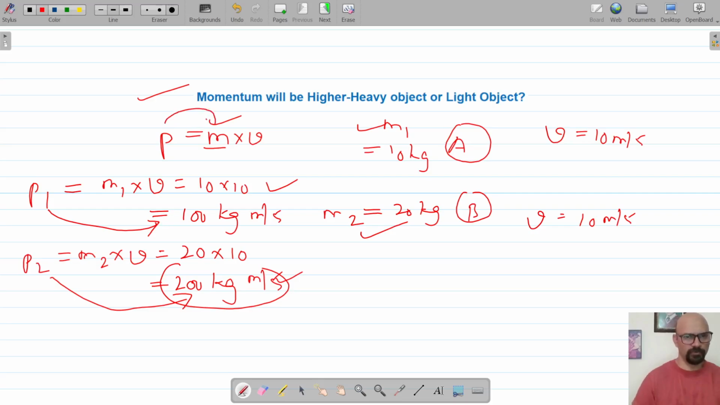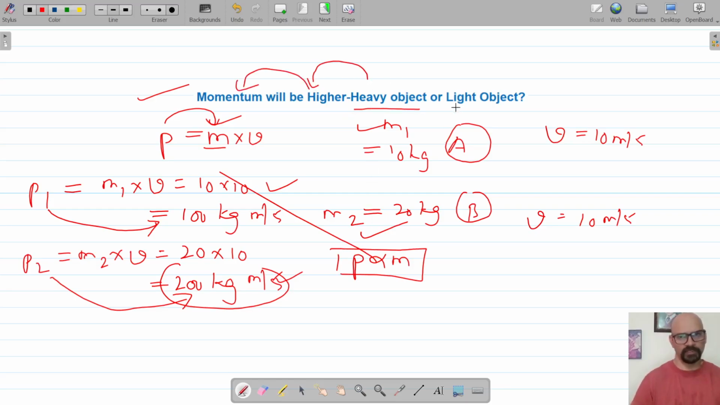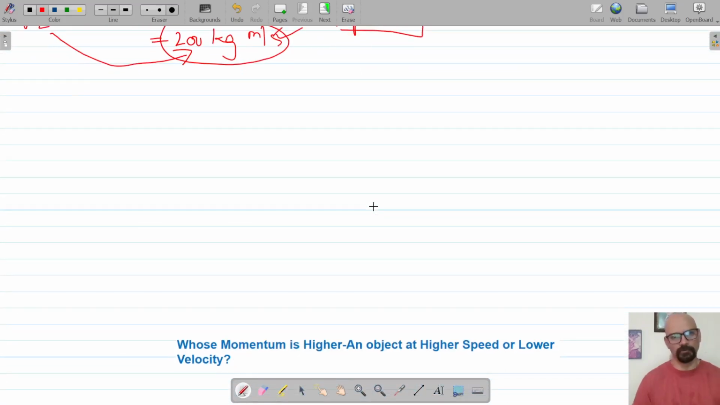So we can say more is the mass, more is the momentum, or we can say that momentum is directly proportional to the mass of the object. So the heavier object will have higher momentum and the lighter object will have lower momentum.